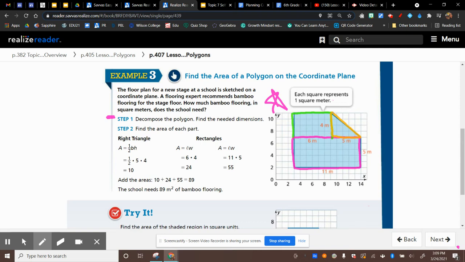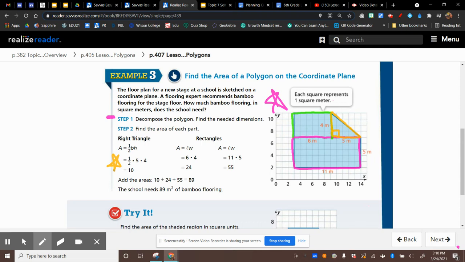Measurements, like we need this 11 for length times width. For the triangle, we have the 5 and the 4 because this is our right angle here. And then for this rectangle here, we have a 6 and a 4. So we start with the right triangle, 1/2 base times height. We have 1/2 times 5 times 4, which is 10.